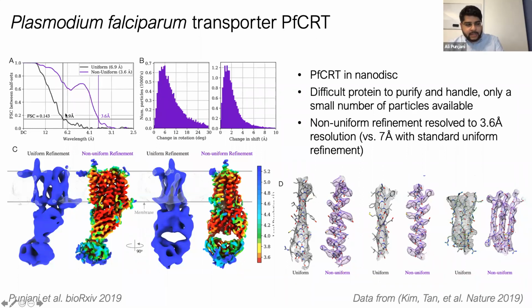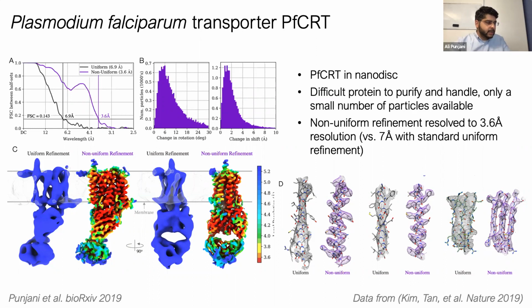Using the exact same data and everything else exactly the same, the same initial model, no tuning or masks, non-uniform refinement yields a result at 3.6 angstroms. And that's a huge jump, where basically the structure goes from being not really intelligible to perfect sidechain detail, great for building a model. Obviously this is an extremely dramatic example. You shouldn't expect this kind of thing to happen in every case.